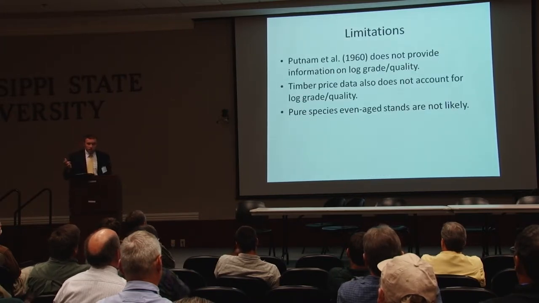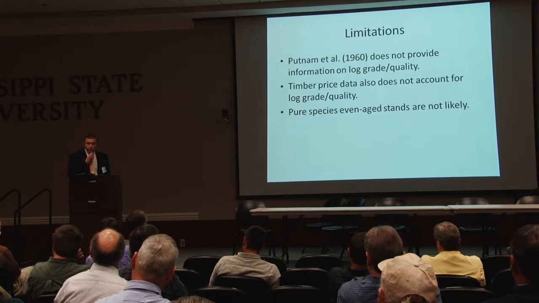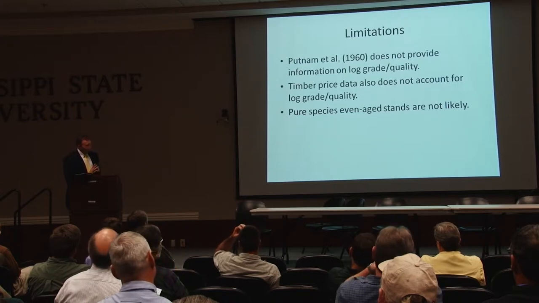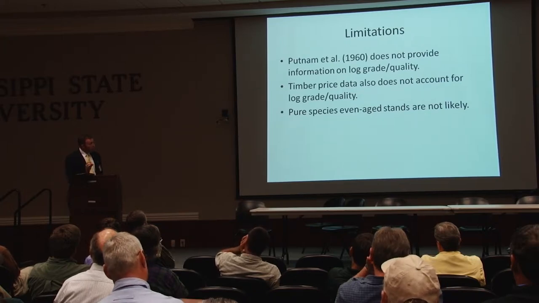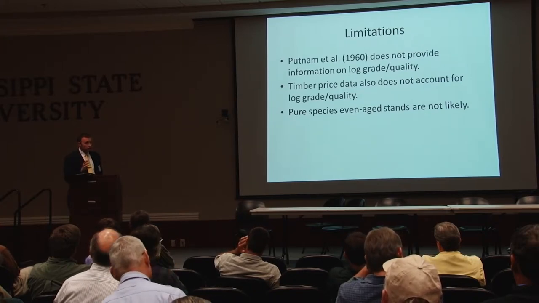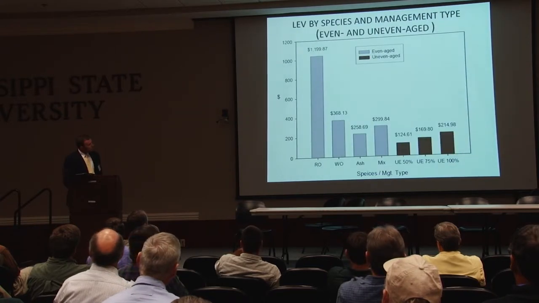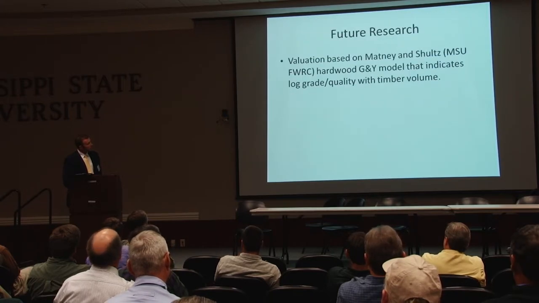As I alluded to earlier, some of the limitations of this analysis, Putnam did not provide us with information on log quality. Some colleagues of mine from Mississippi State will be speaking tomorrow about a new growth and yield simulator for hardwood they put together that does account for log quality. So that'll be interesting. Again, the timber price data I'm looking at also does not account for log quality. And another limitation, a pure even age stand of all red oak, that's not likely as well. So essentially we'd have to try to average that a little bit, but obviously the objective would be to have as much red oak as possible if timber production is the objective.